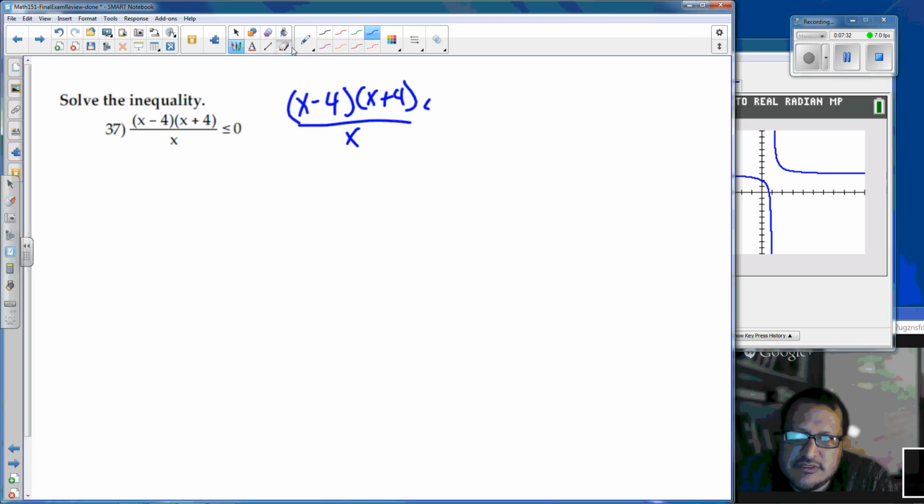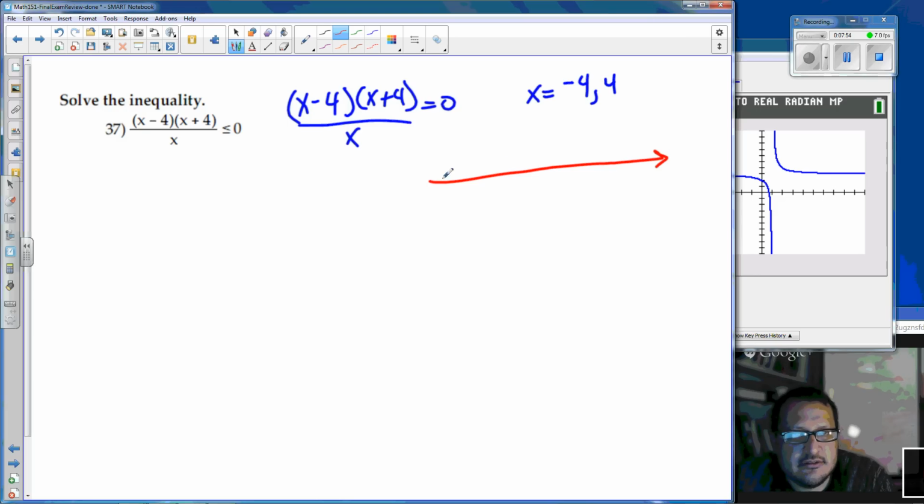This is equal to 0 when the top is equal to 0, right? So all I really care about is the numerator being 0. Well, that's easy. That's going to be x equals 4 and x equals -4. I draw a number line, and -4 is right here, 4 is right here. And since this includes it, it's going to include these points.